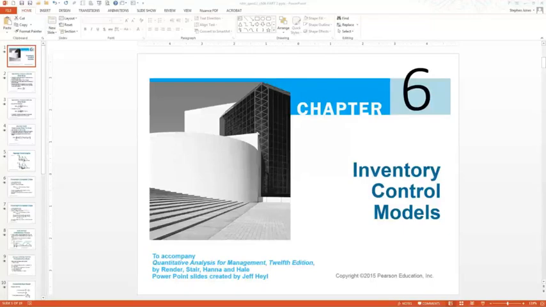This is the second lecture for Chapter 6, Inventory Control Models. And as I said with the first lecture, the math in this one is not difficult. It's basically algebra. We're looking at theories about how to best manage your inventory, whether you're doing it by purchasing the inventory or by producing the inventory.